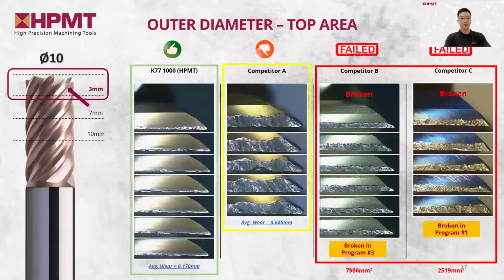As you can see in the top area, the difference in terms of performance is still significant. Competitor B is already broken in the 3rd program, which is covering about 7986 millimeters square. And competitor C's tool is already broken in the 1st program, which is only about 2519 millimeters square. So I would say that competitor A is having heavy wear, while HPMT's K77 is looking great with just some slight wear on the cutting edges.